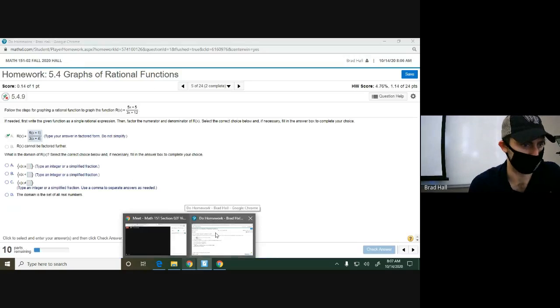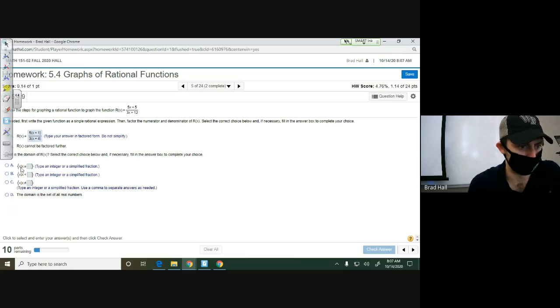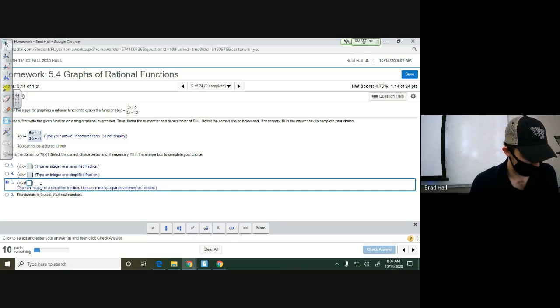So that part starts off fine. We're going to look for the option that says x cannot equal. Notice the not equal sign down here. That's why I'm going to use this one.